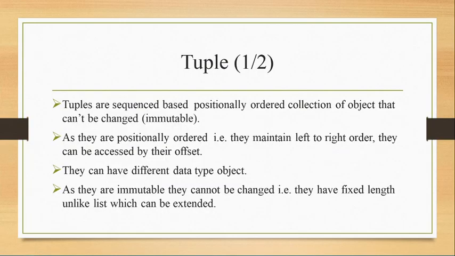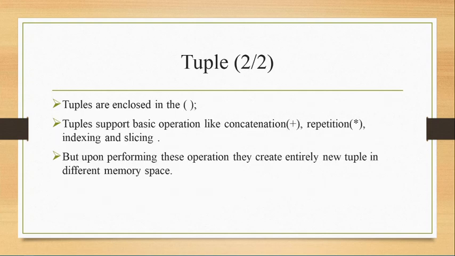Now let us learn about tuples. Tuples are sequence-based, positionally ordered collections of objects that can't be changed. As they are positionally ordered, they maintain left to right order. They can be accessed by their offset. They can have different data type objects. As they are immutable, they cannot be changed. That is, they have a fixed length, unlike lists which can be extended. Tuples are enclosed in parentheses.